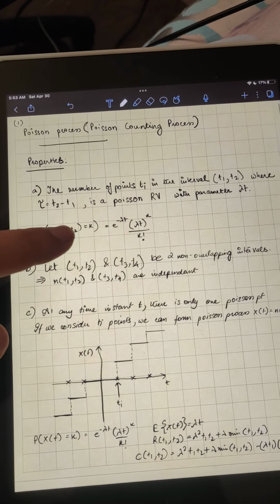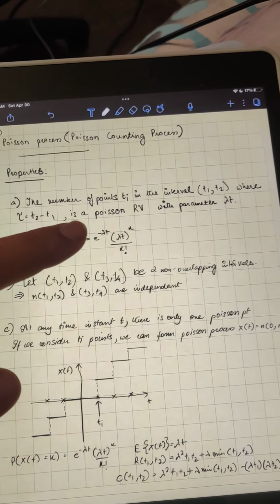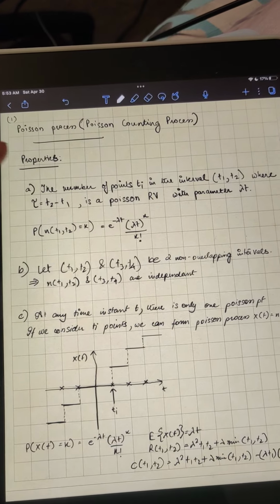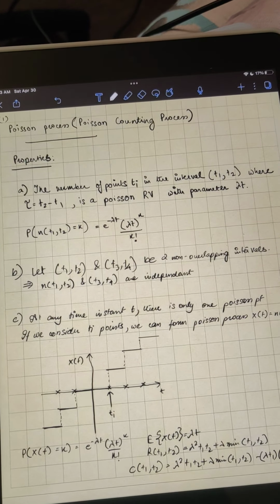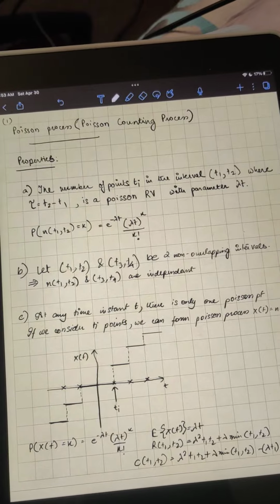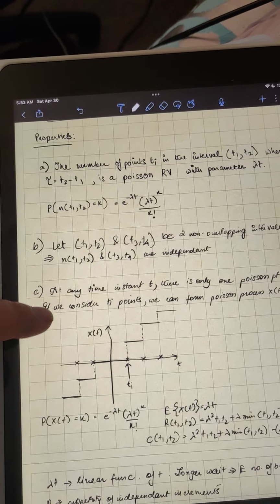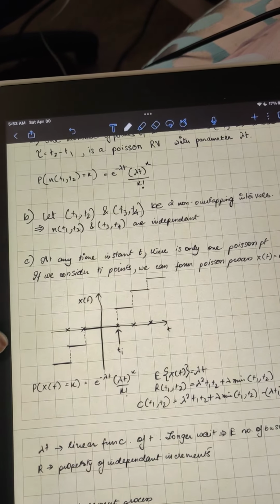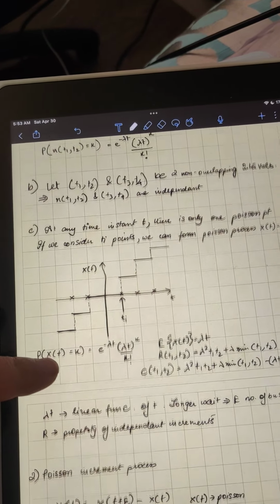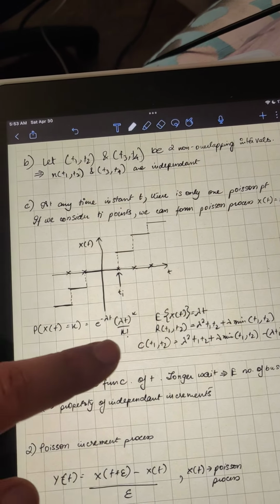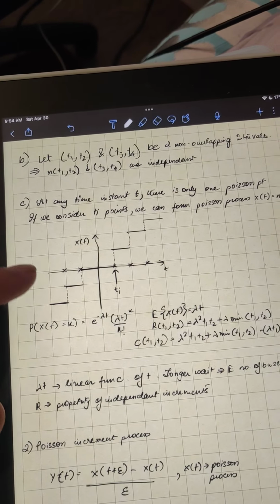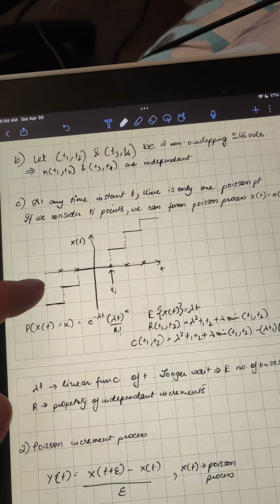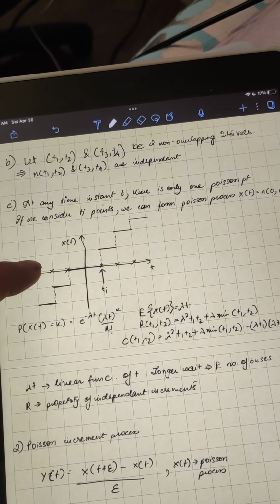So some of them are like the number of points ti in the interval t1 to t2 is a Poisson random variable with the parameter lambda t. So it's just like we have studied for Poisson random variables. And here t1, t2, t3, t4, if these two are non-overlapping intervals, then they are independent, and this is usually the graph of xt, the stochastic process in relation to time.